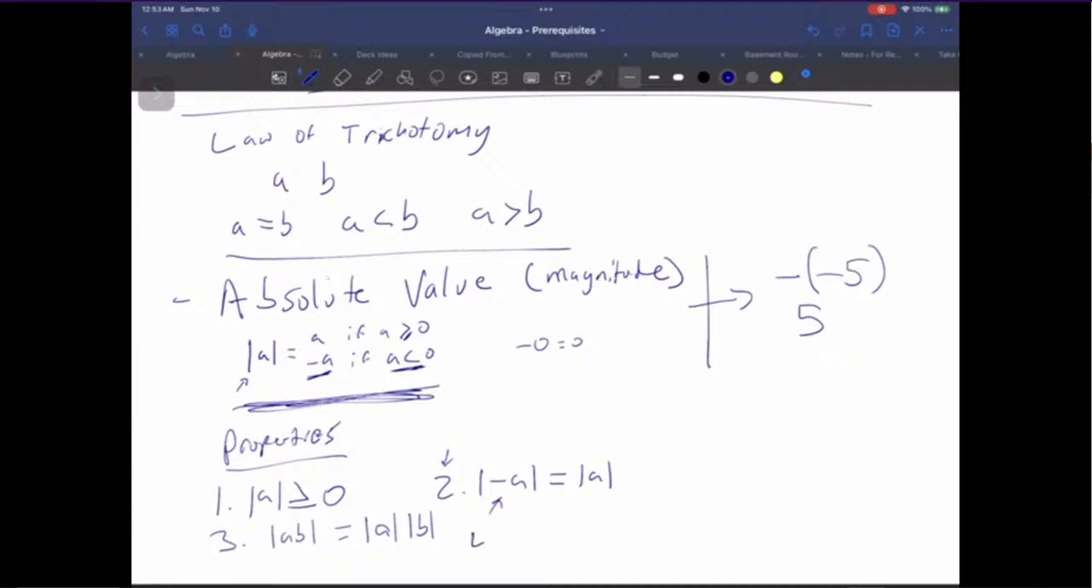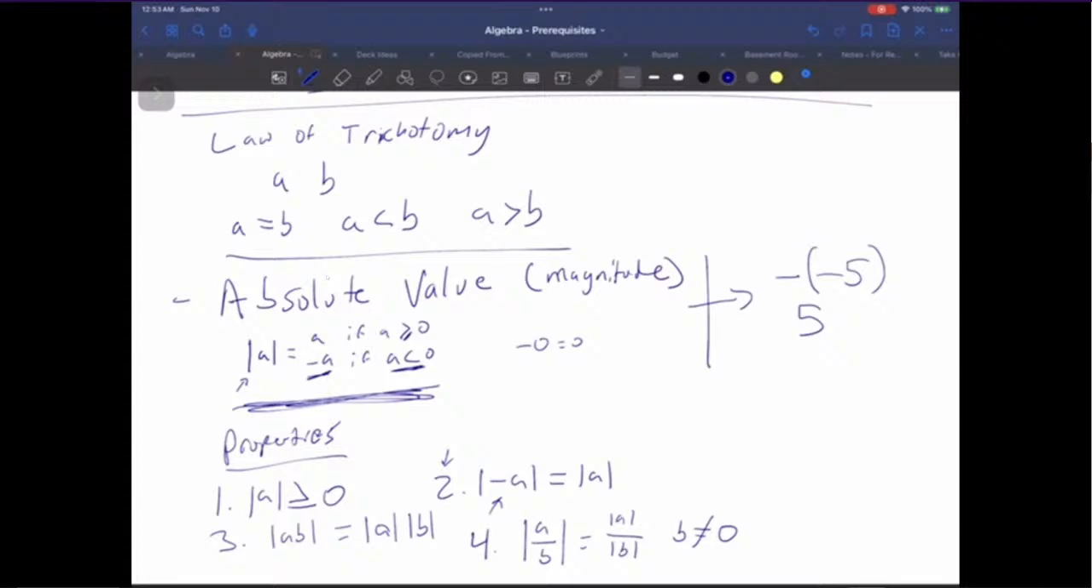And then the fourth property is essentially the same thing. The absolute value of A divided by B is going to be equal to the absolute value of A over the absolute value of B. And of course, as we said before, we have this caveat: B is not equal to 0, because that would render this undefined, so we cannot use that if B is equal to 0.